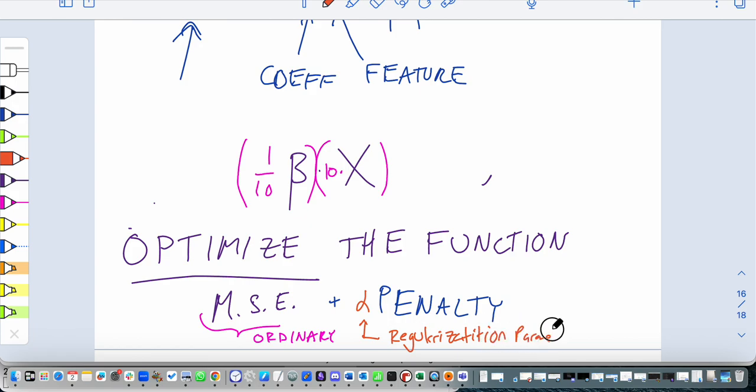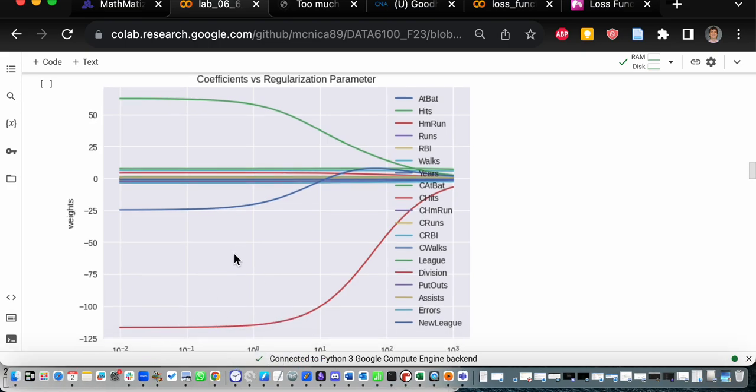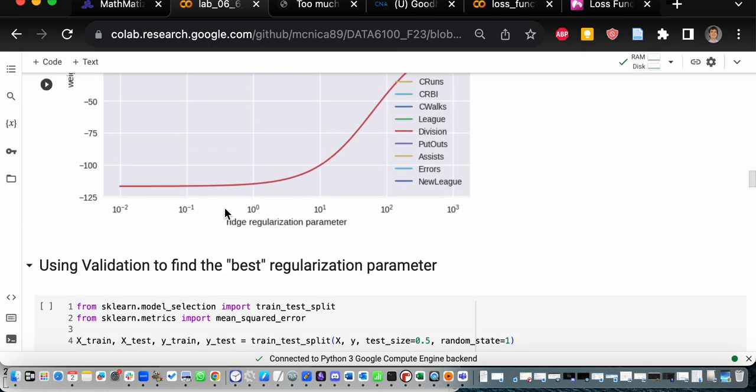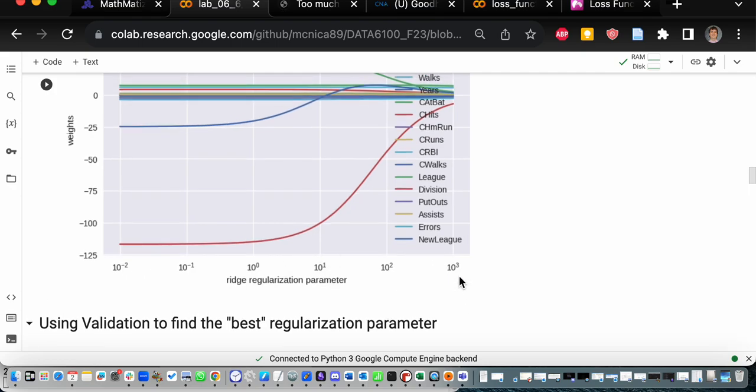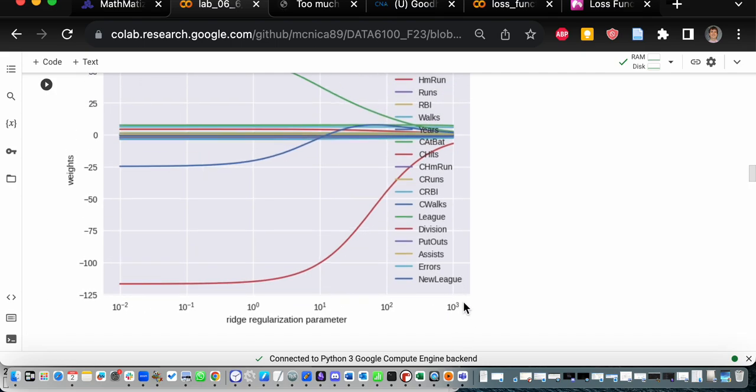That is what is on the x-axis in the graph, right? Oh, when you turn the mouse off, it turns out it doesn't work anymore. Okay, let's click back on here. So that's what's on the x-axis here, the size of that alpha parameter. Here it's 10 to the minus 2, 0.01, and over here it's 1,000. And when it's 1,000, that's a big penalty term, and all the coefficients are pushed to 0.